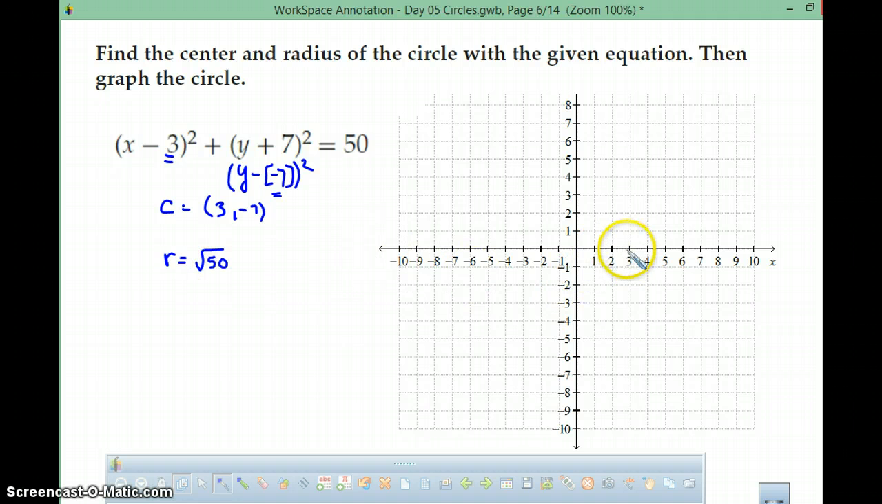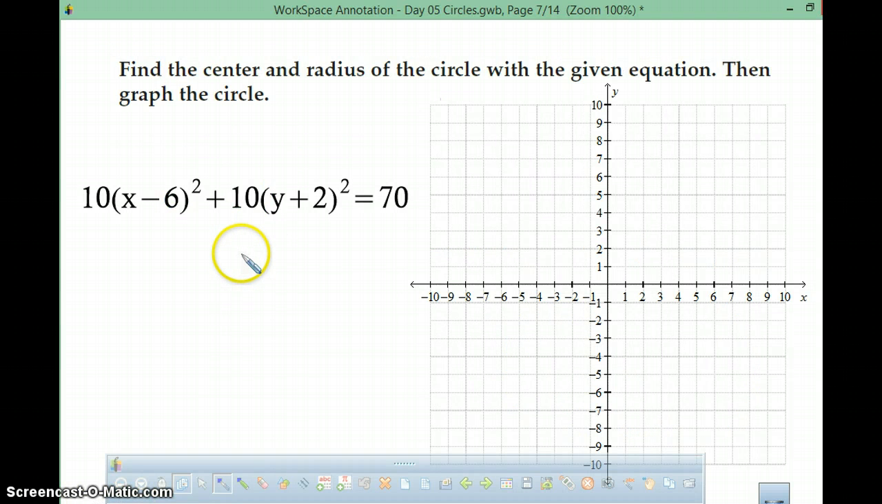So let me graph it. We're going to go to 3, -7, which is right here. Go a little bit more than 7 in each direction. 1, 2, 3, 4, 5, 6, 7. A little bit more. It's not going to work down. 1, 2, 3, 4, 5, 6, 7, and a little tiny bit more. And that's a pretty big circle. You do your best. Mine looks a little lumpy. Hopefully yours is better.